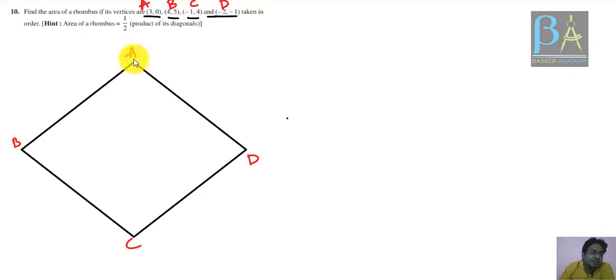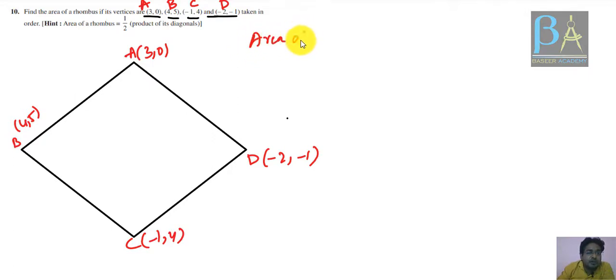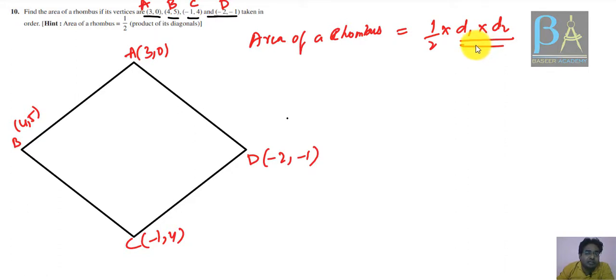It doesn't really matter where you start writing from. Let us say you start writing from here, so you write A, B, C, and D just in a continuous manner. A is (3, 0), B is (4, 5), C is (-1, 4), and D is (-2, -1). I believe you know how to find out the area of a rhombus, right? Area of a rhombus is half into D1 into D2. D1 and D2 are the diagonals of the rhombus. So half into product of the diagonals.